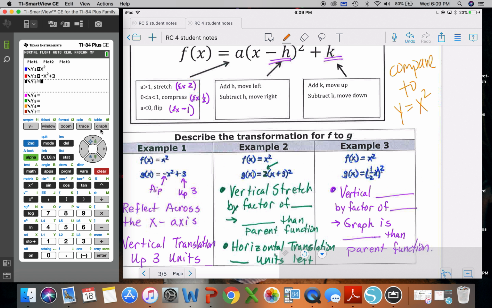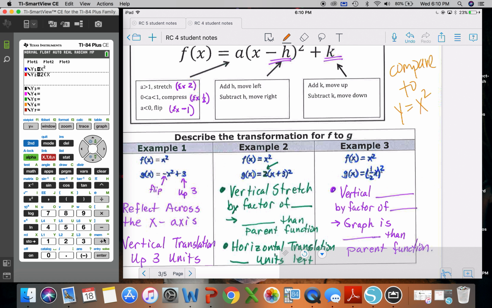So blue is going to be my original, red is going to be my change. So there's the blue, there's the red. We can see that the red reflected across the x-axis, and the vertex shifted up, or had a vertical translation up 3 units.